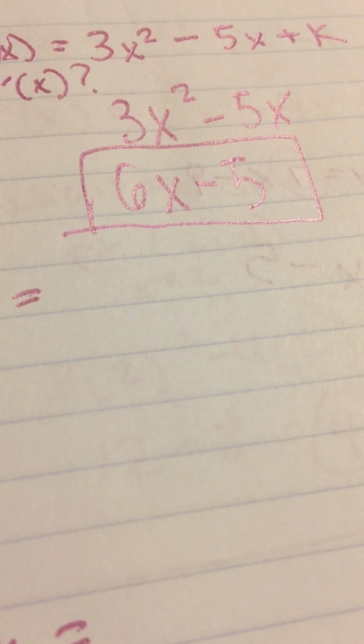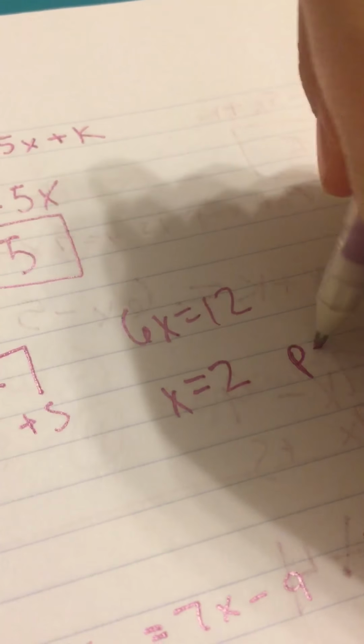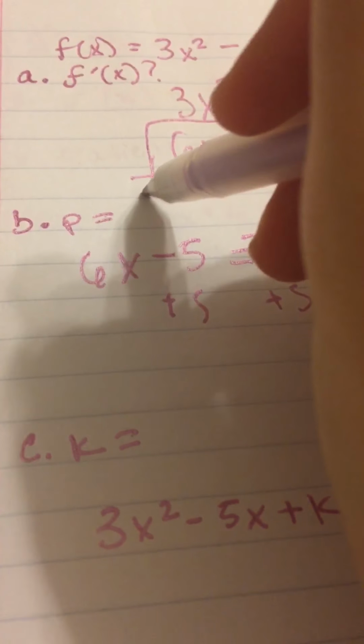So you're going to do what you have here. You're going to do 6x minus 5 equals 7, and then we're just going to solve this right now. So x is equal to, actually p is equal to, so p is 2.